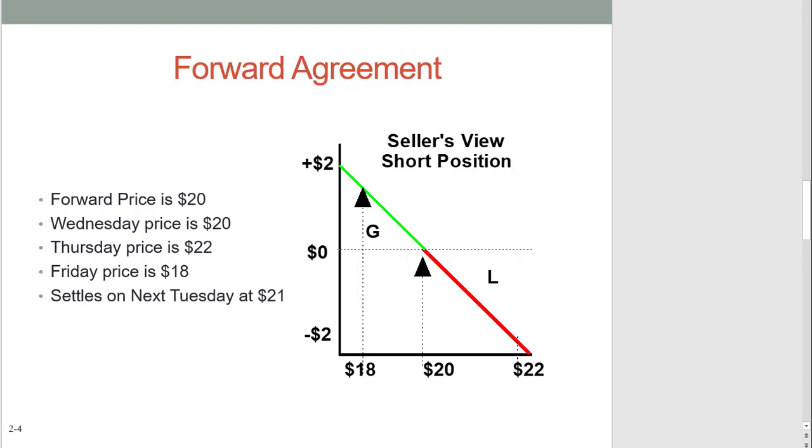So if we start with the first price, it goes to $22. We know that the buyer had a $2 gain. The seller has a $2 loss. When the price goes to 18, the buyer has a $2 loss. The seller has a $2 gain. So they have mirror images. Simply put, the buyer has a view the price is going to rise above the forward price. The seller has a view that the price will be below the forward price. In this case, we're talking about above $20 and below $20.